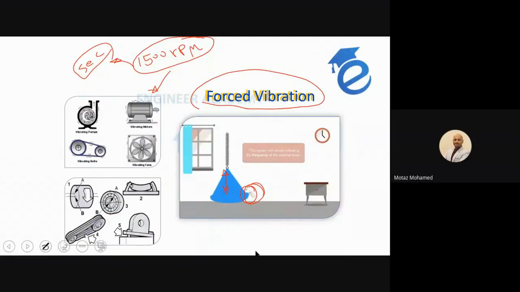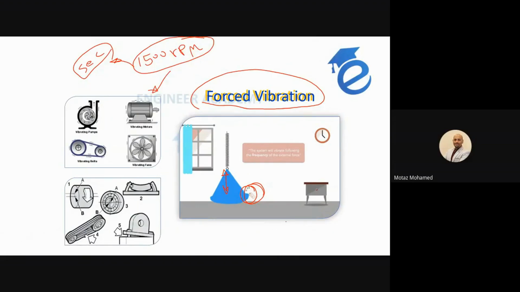Please write in chat. How many revolutions per second? It's 25. Exactly, Mr. Akram. It's 25 revolutions per second. Then the frequency of this motor is 25 hertz. The hertz is the measurement unit, the frequency measurement unit.